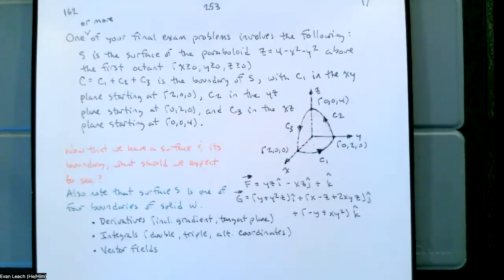And I want you to think about these two vector fields. So think about describing this surface, describing the solid. What could we be calculating with double and triple integrals? And I want you to look at these two vector fields and decide which one you would pick. If you had to pick one of these vector fields, which one would you pick? And why? You can't just pick one at random.